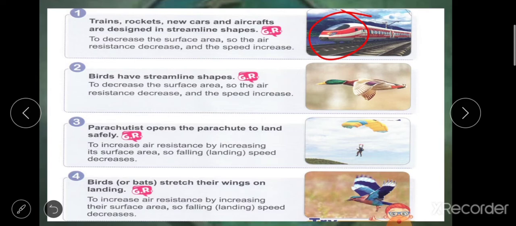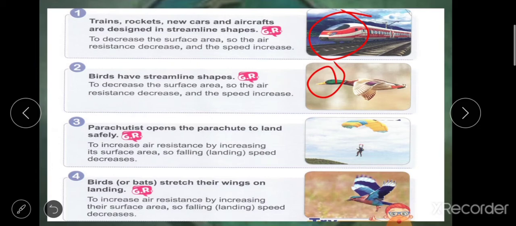Okay, and even the birds have a streamlined shape. Why do the birds have a streamlined shape? It also decreases surface area, decreases air resistance, and increases speed.